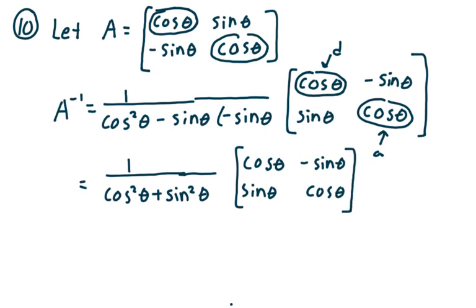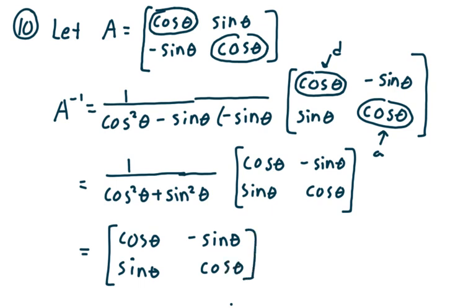But what is cosine squared theta plus sine squared theta? Well, that's 1. And so here I get the matrix cosine theta, negative sine theta, sine theta, cosine theta. And that's how we find the inverse.